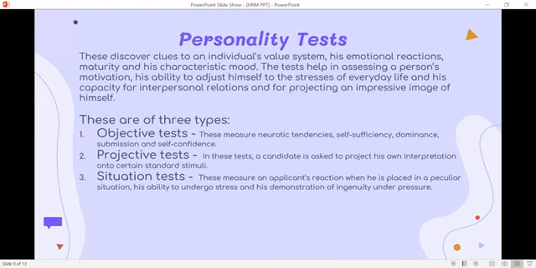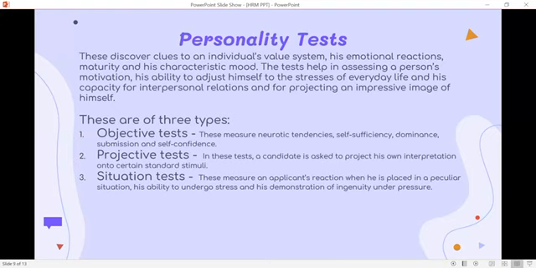These are again of three types. The first one is objective test, the second is projective test, and the third is situation test. Objective tests measure neurotic tendency, self-sufficiency, dominance, submission, and self-confidence. Projective tests: in these tests, a candidate is asked to project his own interpretation onto certain standard stimuli.